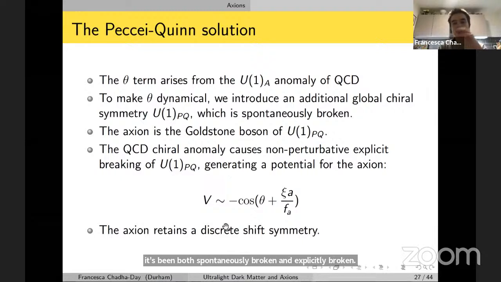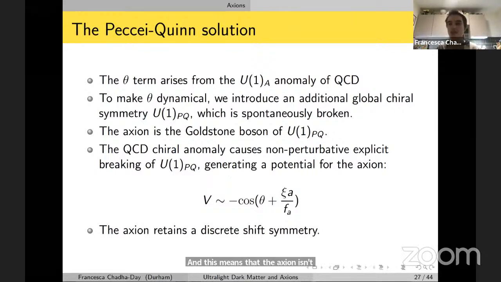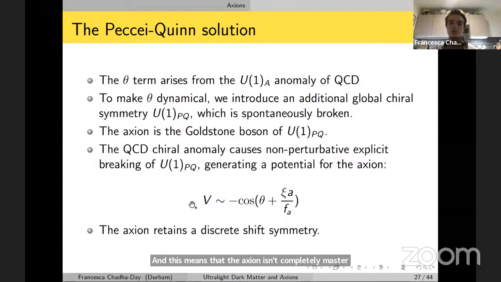And this means that the axion isn't completely massless like the Goldstone boson. It's got some small mass, which is given by this potential here, but it does retain a discrete shift symmetry. If the axion was a pure Goldstone boson, then it wouldn't have any potential and it would have a continuous shift symmetry. So this is a bit more detail about that misalignment production mechanism I told you before. We have this spontaneous symmetry breaking followed by this explicit symmetry breaking, which gives the axion a mass.